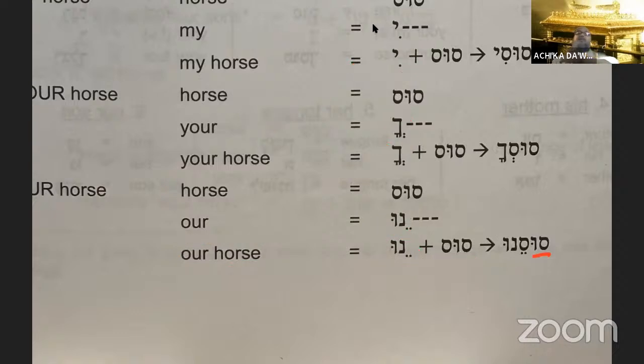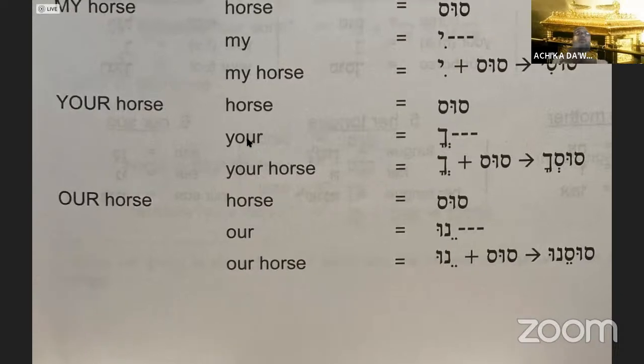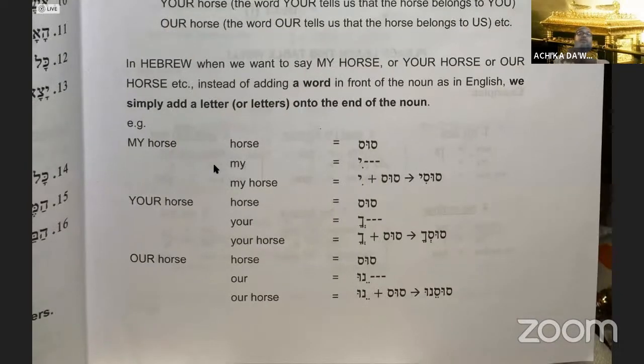So again, you can see that it's a puzzle. That's all this is. And once you know the pieces of the puzzle, then you'll understand what it's saying and who it's saying it to. So you know what my horse is, you know what your horse is, but it doesn't have to just be the horse. It could be something else.